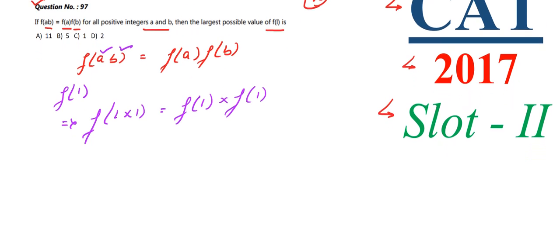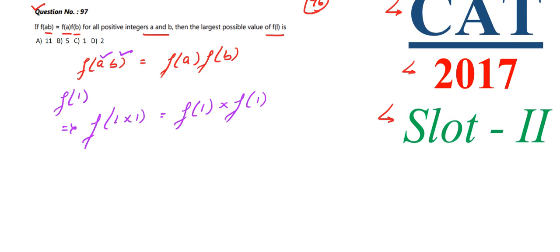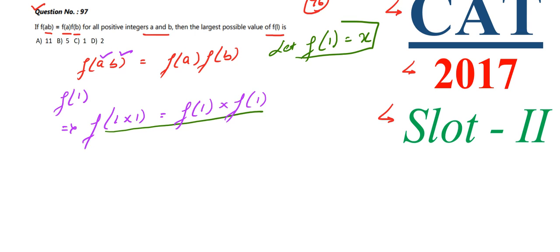So from here we can say that we will assume our f(1) to be an integer, a constant value, because like this we can't solve our equation. So let us assume this to be x. So f(1) has been assumed to be x. So now let's put the value here.